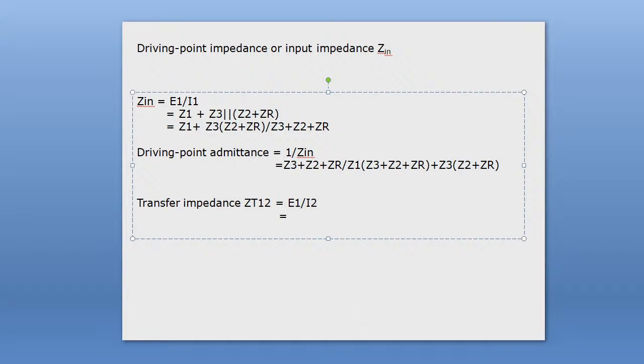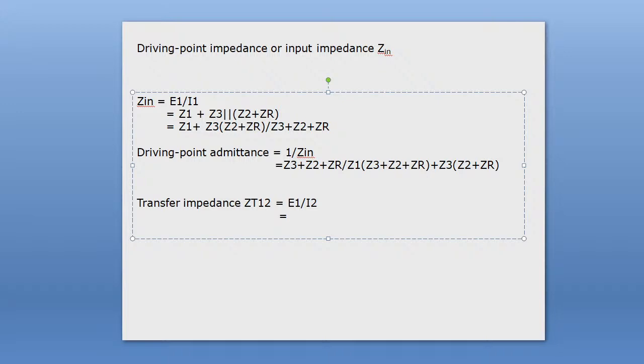Okay, so how do you derive the expression of transfer impedance? You see the transfer impedance is nothing but the ratio of the external supply voltage, which is associated with loop 1, and the current I2, which is actually flowing through loop 2 or mesh 2. Now our objective is to derive the expression of transfer impedance in terms of given impedances Z1, Z2 and Z3.